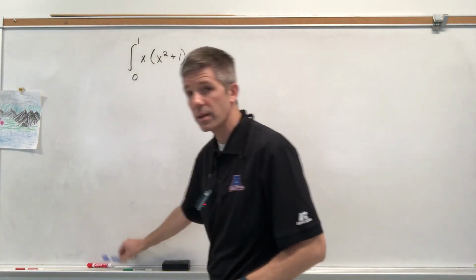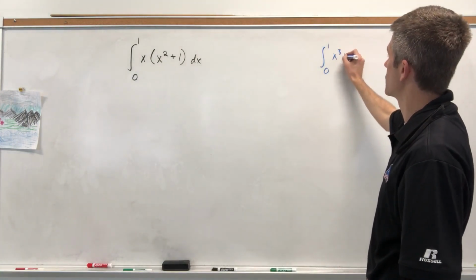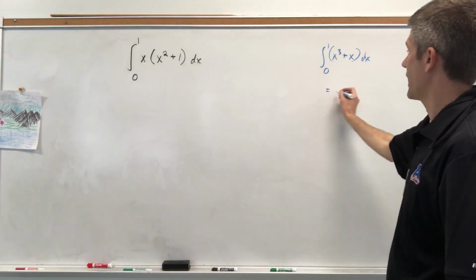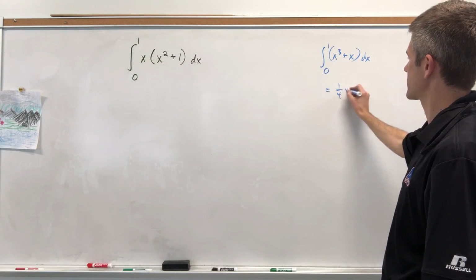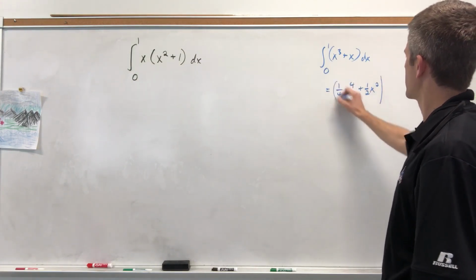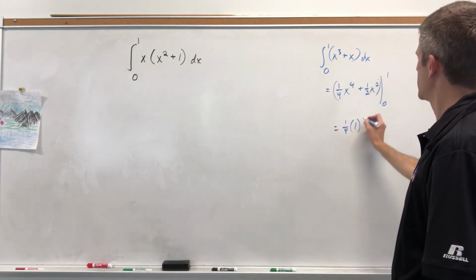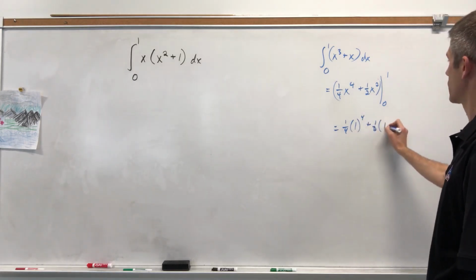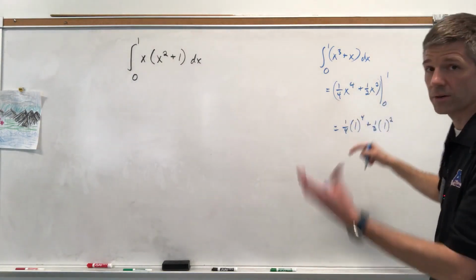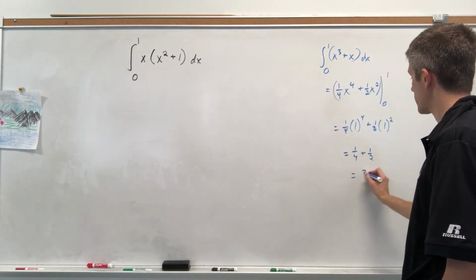So I'm going to very quickly come over here to the side. And what I really could do is the integral from 0 to 1 of x cubed plus x dx. And then we'll use the fundamental theorem of calculus, meaning antiderivative of x cubed would be 1 fourth x to the fourth. Antiderivative of x is 1 half x squared. And all that is from 0 to 1. So 1 fourth times 1 to the fourth plus 1 half times 1 squared minus, plug in a 0, gives me a 0, plug in a 0, gives me a 0. So I have 1 fourth plus 1 half, which gives me 3 fourths.